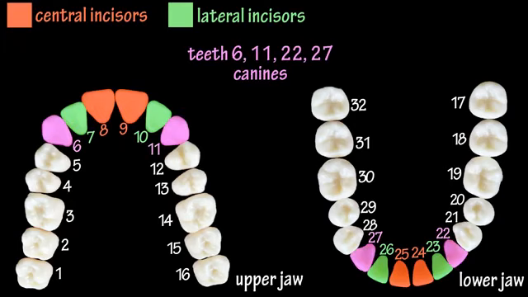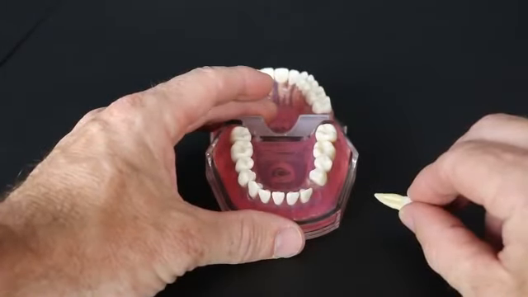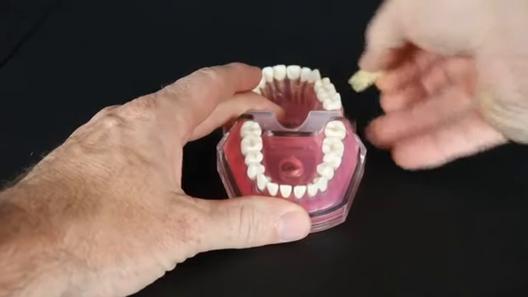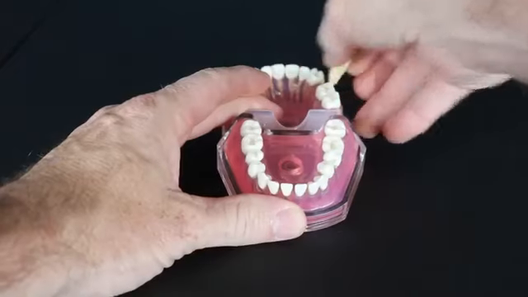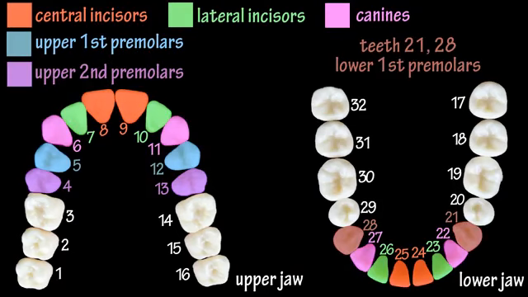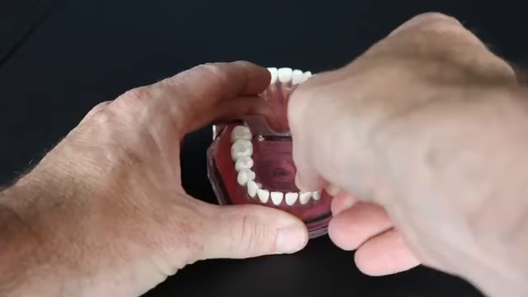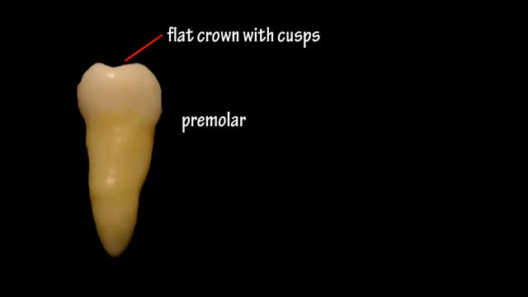Teeth 6, 11, 22, and 27 are canine teeth, which typically have only one root, and they have a pointed tip for puncturing and tearing food. Teeth 5 and 12 are upper first premolars, and they have two roots. And teeth 4 and 13 are upper second premolars, which can have one or two roots. Teeth 21 and 28 are lower first premolars. Teeth 20 and 29 are lower second premolars, and these teeth usually have only one root. Premolars have flat crowns with cusps that allow these teeth to crush and grind food.